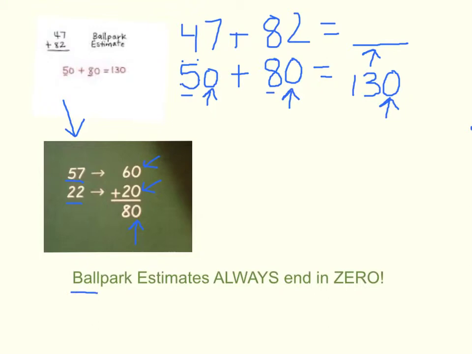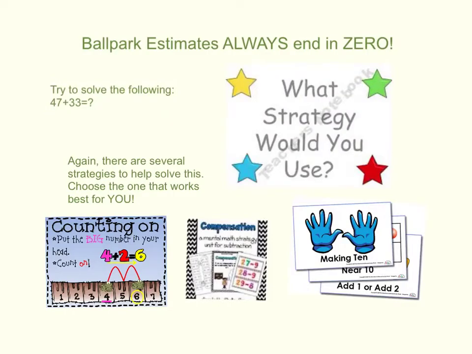Ballpark estimates always end in 0. So which strategy would you use?